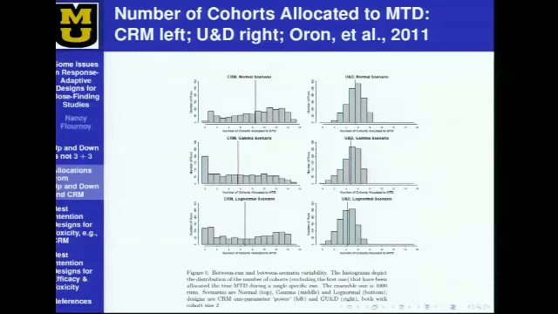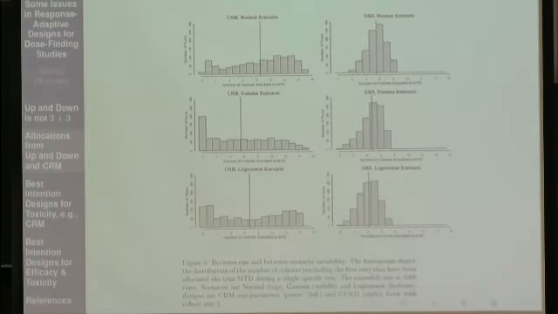And so when you see all these papers that get published on the CRM and similar methods, what is typically reported is the average, which is where the line is here. What is considered to be good is how many subjects do you actually put on the MTD. And as you see, the distribution of the number of cohorts placed at the MTD in every case here for the CRM is much wider than for the up and down. So I give that to you to chew on.